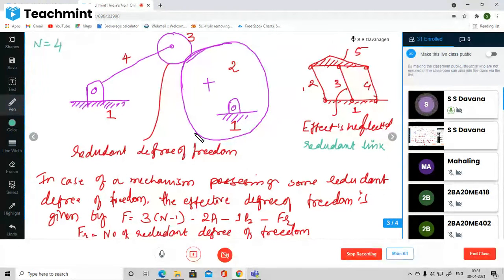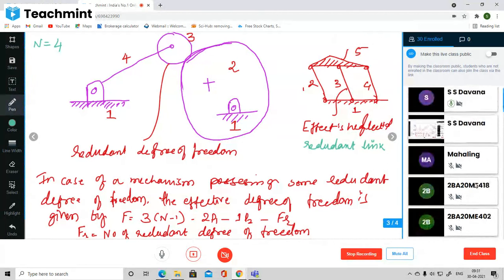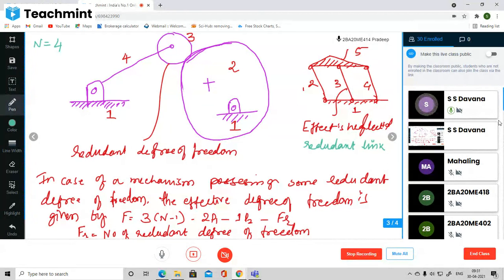How many total links are there? Someone reply. I have already written it on the board. Hello. How many links do you have? You have 4. Right.